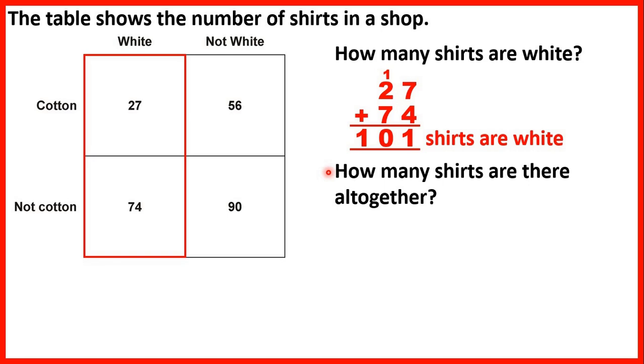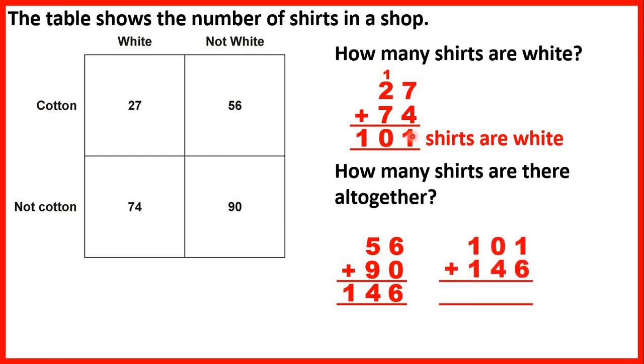Now, how many shirts are there altogether? So we know that there are 101 white shirts, so we can find the number that are not white. So we have 56 cotton that are not white and 90 not cotton that are also not white. So that's 146 shirts that are not white altogether. But we want the total number of shirts. So we need to add the 101 white shirts and the 146 that are not white.